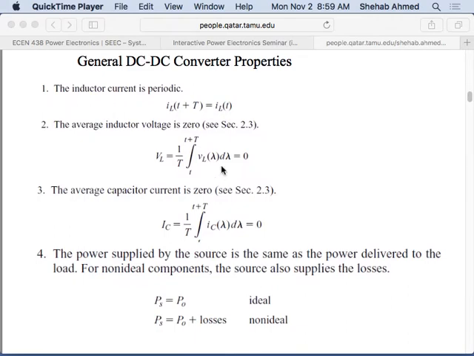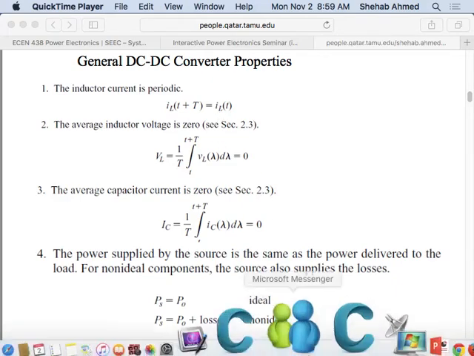The properties they talk about is, okay, what does this mean? This means that the inductor current is periodic. So I'm not concerned about the transient period. And initially, the inductor does not have flux linkage in its coils. There's no energy stored initially. And the capacitor is not charged, so the voltage will have to rise. Same thing with inductor current, the inductor current will have to rise.